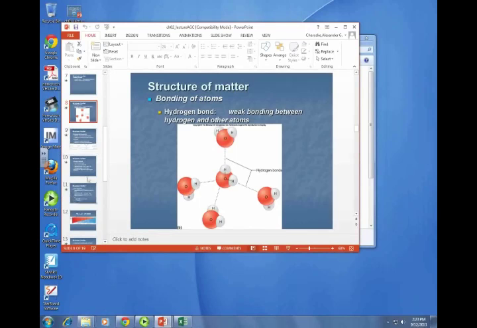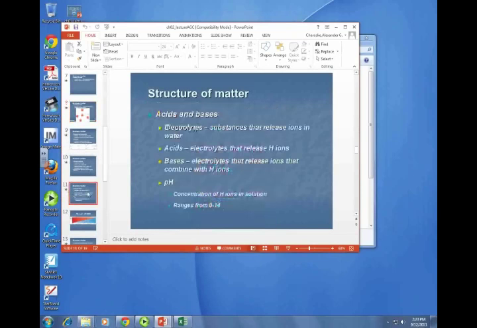So then once we got to molecules, we started talking about different types of molecules that are important to the body. So for instance, electrolytes, these are these things that when we put them in a polar solution like water, they fall apart into ions.